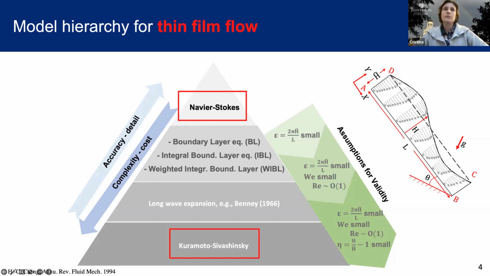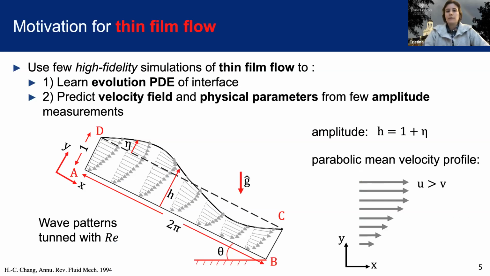And here I want to point out these two equations, Navier-Stokes and the Kuramoto-Sivashinsky, because in our machine learning models, we're going to use the Kuramoto-Sivashinsky as a low fidelity model for which we can learn corrections from our data. Okay, so further, to give you a general idea of the objective of the paper.